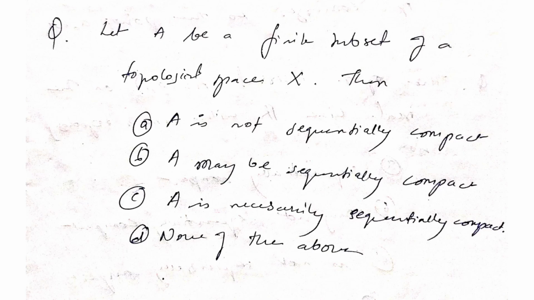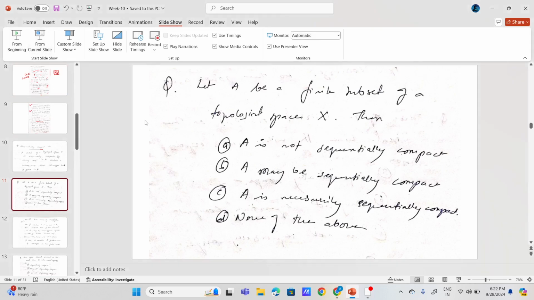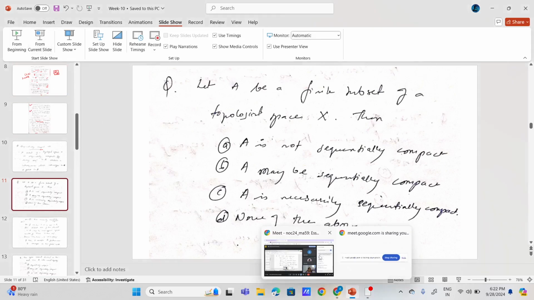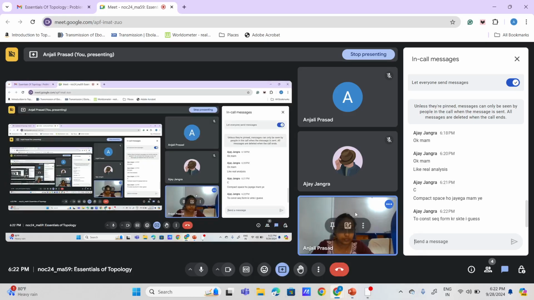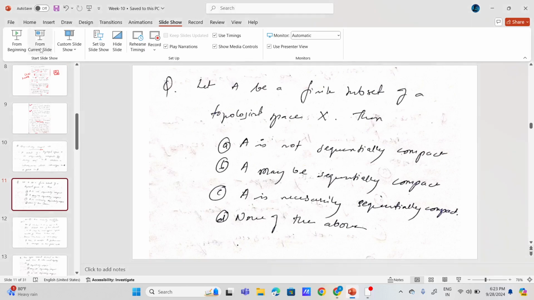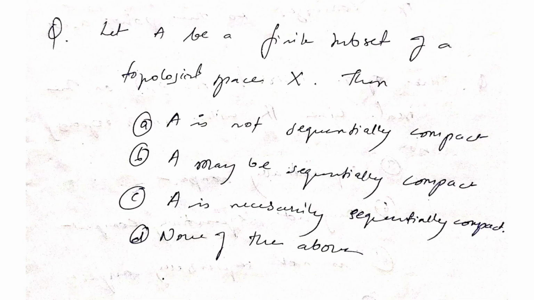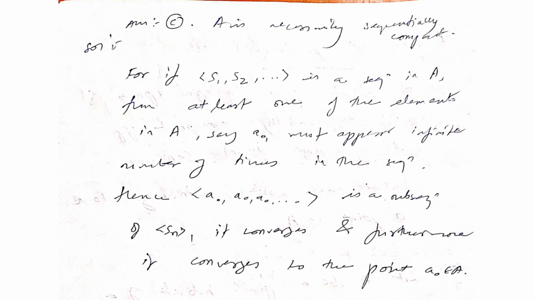Because it is compact, that's why. Yes, so that we can form a constant sequence. So the argument is nearly correct. The correct answer will be C, that is, A is necessarily sequentially compact.